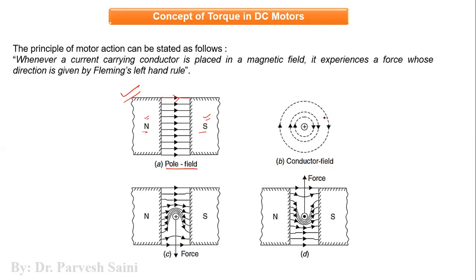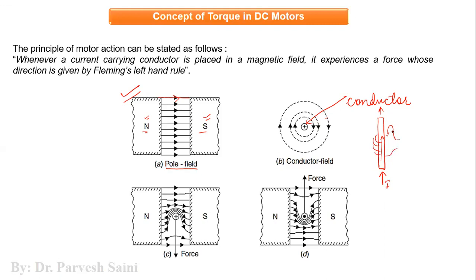Similarly, we all know that when a conductor carries current, that conductor always has a magnetic field around it, which can be given by the right hand thumb rule. So for example, there is a conductor like this. If the current in this conductor is in this direction, you put the thumb along this direction and curl your fingers.